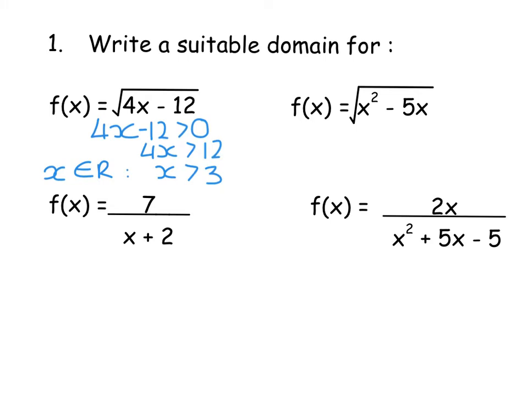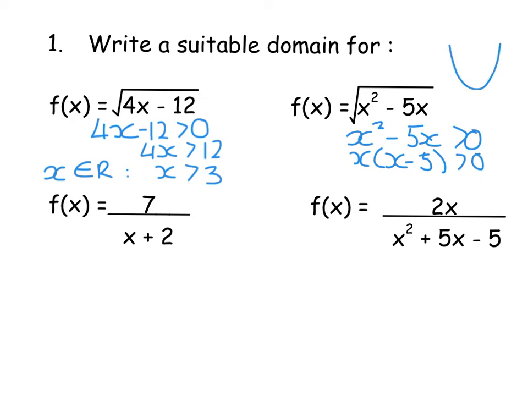Similarly, for the square root of this one, you would say that has to be greater than 0. So x squared minus 5x is greater than 0. This one has a wee common factor going on: x(x minus 5) is greater than 0. Now, x squared minus 5x is a smiley face quadratic that cuts at 0, and if you solve that, it's at 0 and 5. We want this greater than 0, so we want these bits here. So it would be x is less than 0 and x is greater than 5.